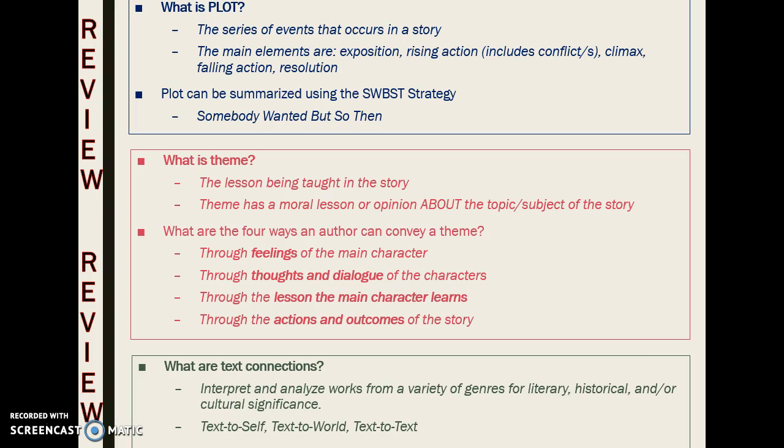What are text connections? Interpreting and analyzing works from a variety of genres for literary, historical, and/or cultural significance. Text connections include text to self, text to world, or text to text connections.